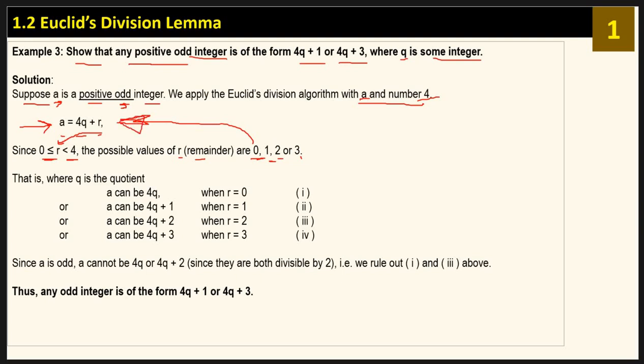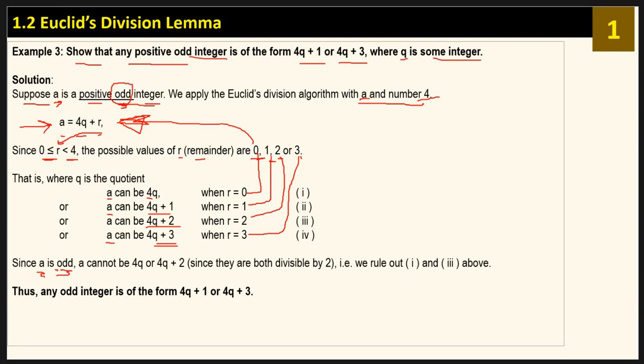Okay, so a will be equal to 4q when r is equal to 0. Similarly, a will be equal to 4q plus 1 if r is equal to 1. When r is equal to 2, the value of a will be 4q plus 2. When r is equal to 3, the value of a will be 4q plus 3. Now we have already assumed that a is an odd number. We had assumed it here to be an odd integer.